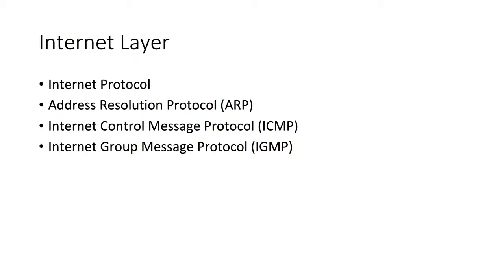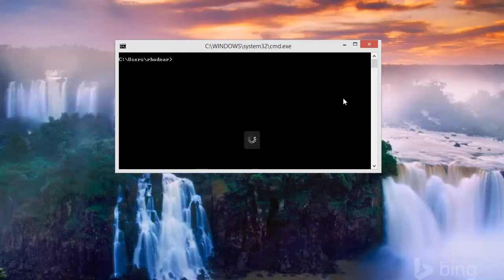The internet layer of the TCP/IP model is where the internet protocol, or the IP portion of TCP/IP, comes from. Some of the protocols that reside within this layer are the Address Resolution Protocol, often called just ARP, and the Internet Control Message Protocol, ICMP, or Internet Group Message Protocol, IGMP. One of the functions of ARP is that it ties an IP address to a MAC address.